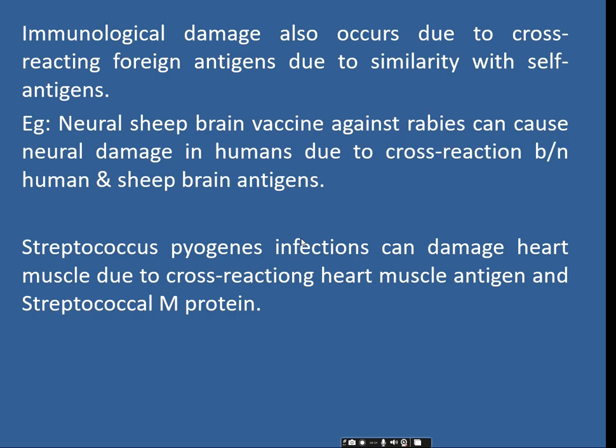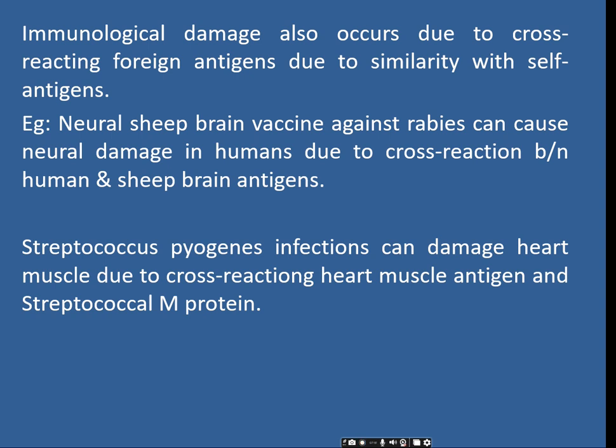Okay, coming to the different diseases or different clinical conditions, we'll see them one by one. So immunological damage also occurs due to cross-reacting antigens or similarity with the self-antigen. What do you mean by this? Cross-reacting antigen we know, right? If you take the rabies vaccine prepared with the help of neural sheep brain, it can cause neural damage in humans due to cross reaction between the human and sheep brain antigen.